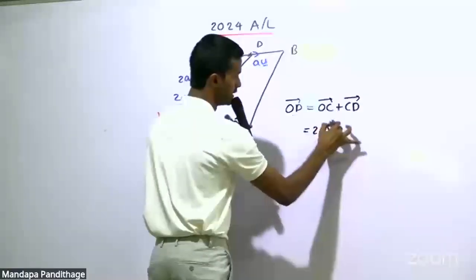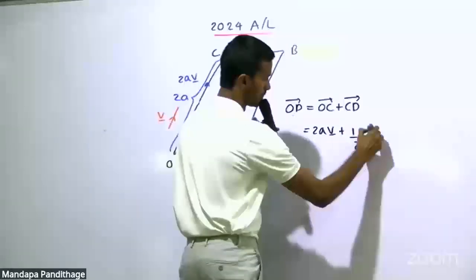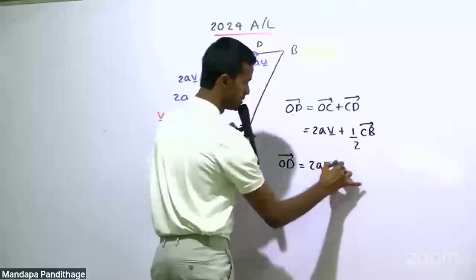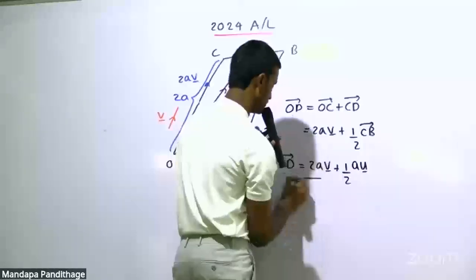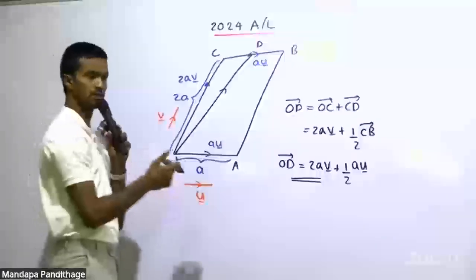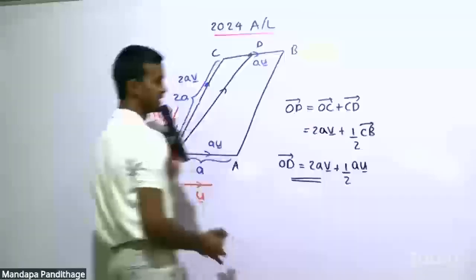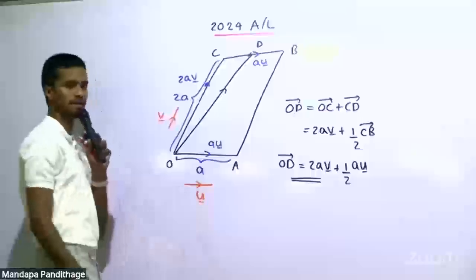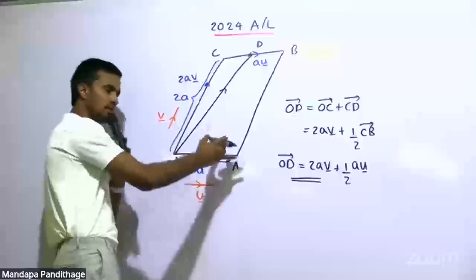OC is 2AB and CD is half of CB, which means CB is the same vector AU, half AU. Small concept, but this was the first time that unit vectors has been tested in this way. Because every past paper question, they directly give you OA is equal to vector A and OB is equal to vector B. So they directly give the vector.